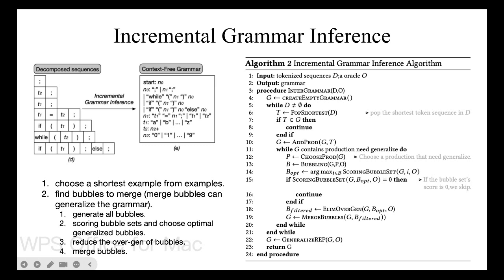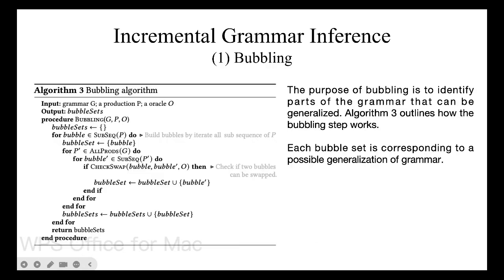Here is the incremental grammar inference of our work. We build the grammar from the decomposed sequences. First, we choose the shortest example from the examples, and then we find the bubbles to merge, and then we can generalize the grammar. The first step of incremental grammar inference is bubbling. The purpose of bubbling is to identify parts of the grammar that can be generalized.